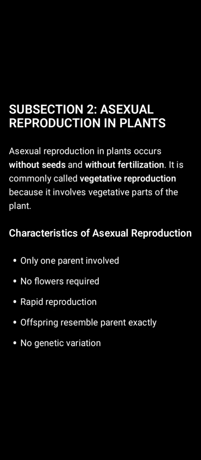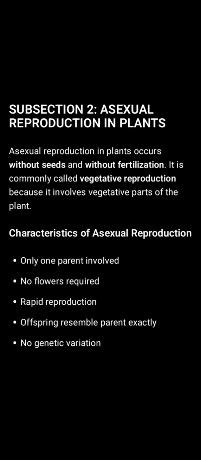Then, no flowers are required. The purpose of flowers is for sexual reproduction. Flowers are not required in asexual reproduction in plants. Then, asexual reproduction occurs very fast. It's a rapid process. Then the offspring resembles the parent exactly. That means genetically, the offspring is just like the parent, completely like the parent.